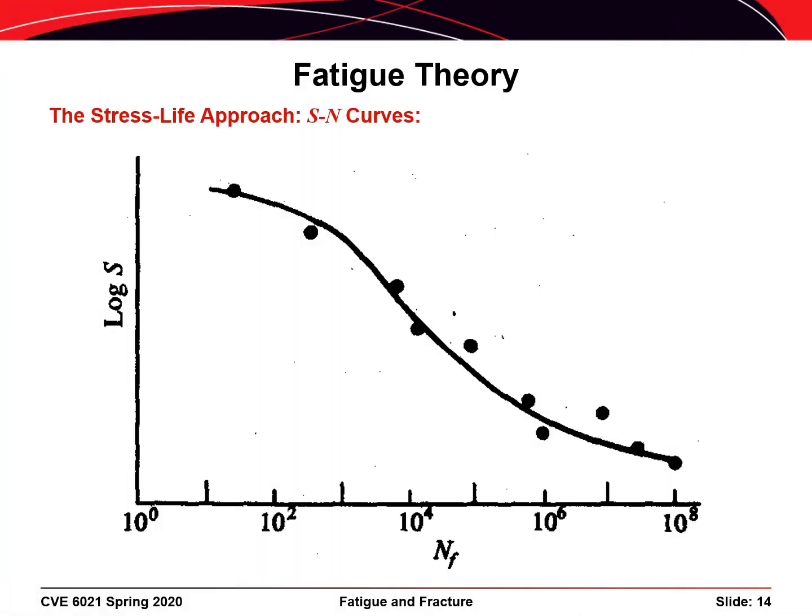Fatigue behavior is generally researched by subjecting a component or a member to a constant amplitude stress range and then counting the number of cycles that it takes to reach failure, which is usually defined as a fracture. If we create a chart with the stress range S plotted as a function of the number of cycles to failure, N, then each black dot represents one experiment.